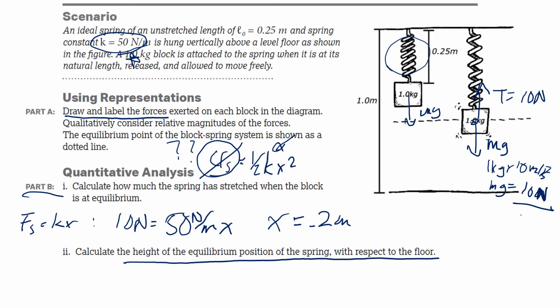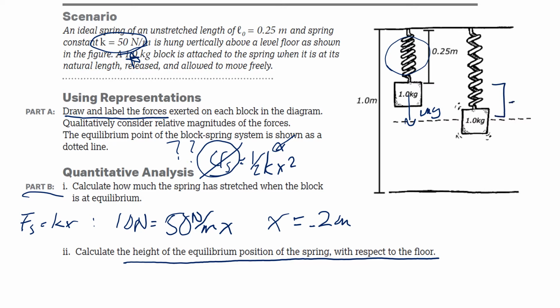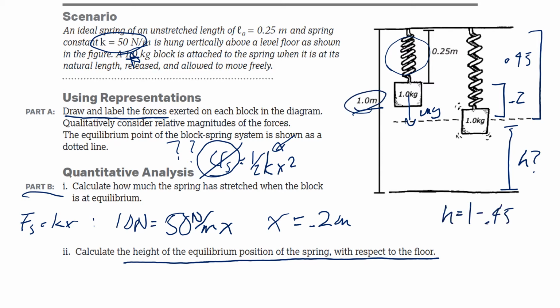The next part wants us to calculate the height of the equilibrium position with respect to the floor. So here is just a little bit of simple arithmetic. We know that this thing goes down from where it was 0.2. So this goes further down, and this is 0.2. So 0.2 plus 0.25, that means this whole thing is 0.45, but it wants this distance. So this is 0.45, this is 1, so h is equal to 1 minus 0.45, so we're at 0.55 meters. Good.